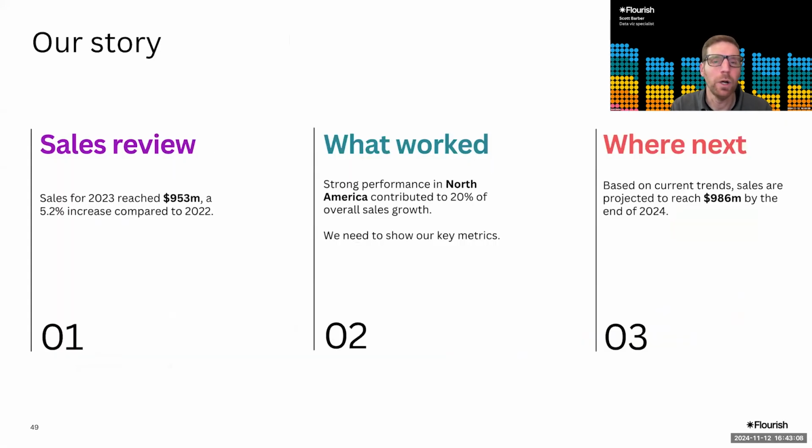To remind everyone, we had these 3 story points. These were the key things we needed to get across: the sales review, what worked with our key metrics, and then where we're going next. So this time, rather than putting it on one slide, I think someone in the chat brought this up right at the start, a great idea would be to break it out into those 3 story points. So one slide for each.